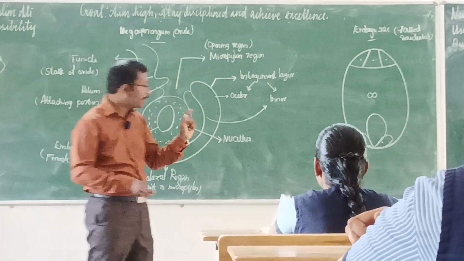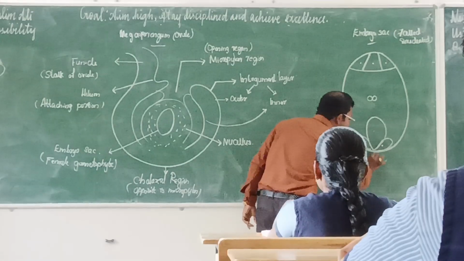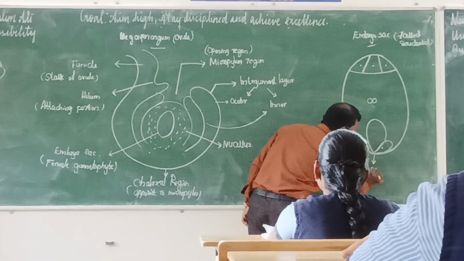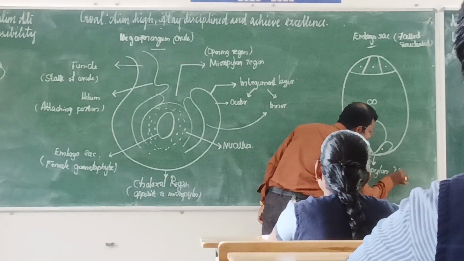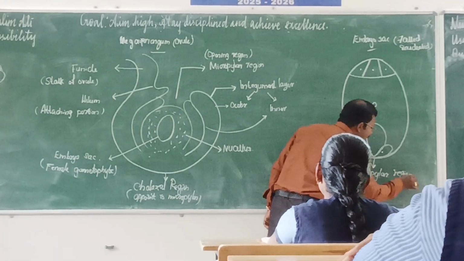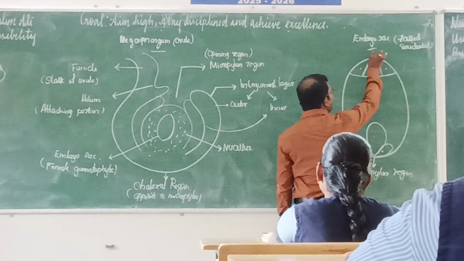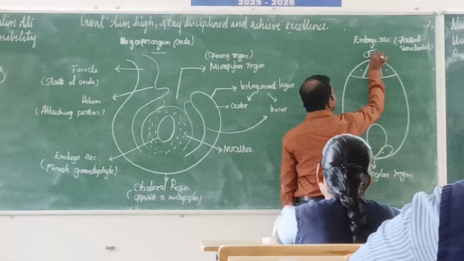Here, this region we can call the micropylar region. Remember, in the micropylar region, three different types of cells are there. Okay, three different cells are there. And opposite to this one is the chalazal region.